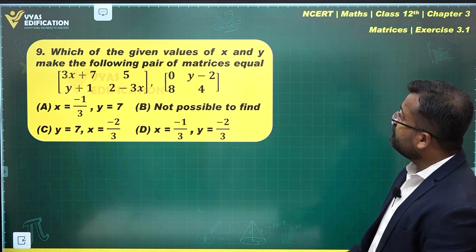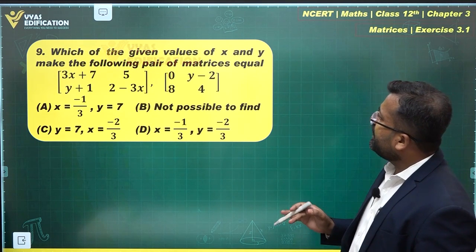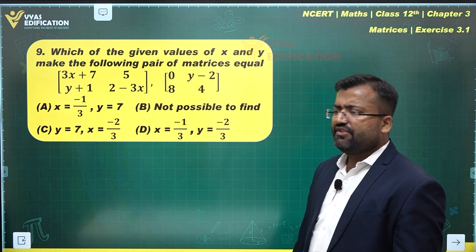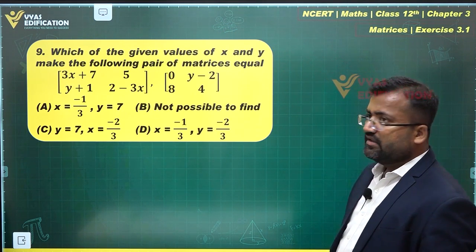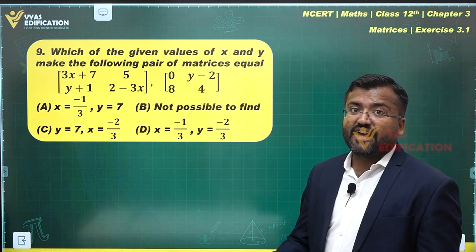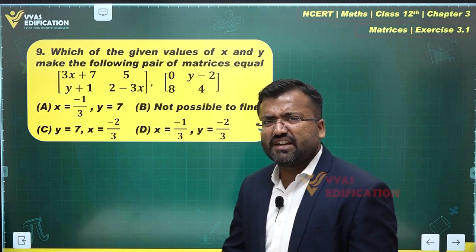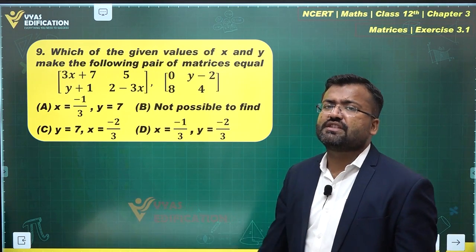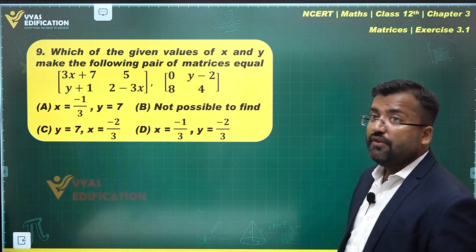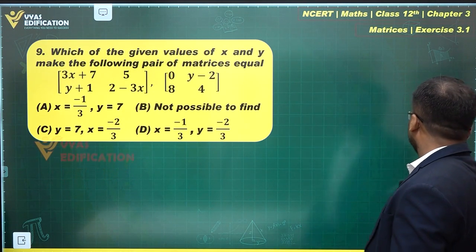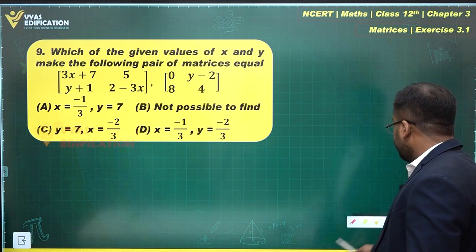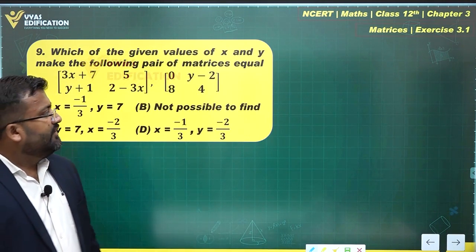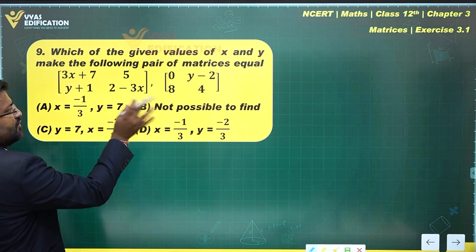Let's take a look at this question. Which of the given values of x and y make the following pair of matrices equal? There are 2 matrices given, and if these 2 matrices are equal, then for what values of x and y are they equal? Or conversely, if these 2 matrices are equal for some values of x and y, find those values. That's what we are interested in. One of the options says it is not possible to find any such x and y. Let's try to solve using a general approach that will compare these 2 matrices.